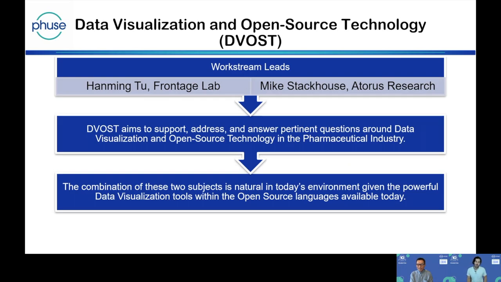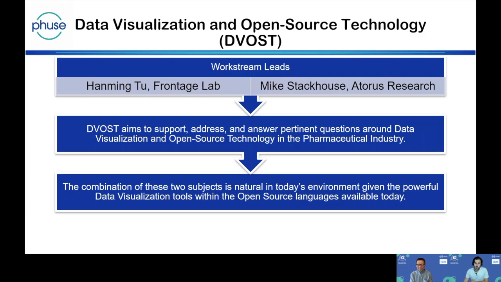In PHUSE, bringing these two things together, we saw that as a natural combination because of the powerful open source tools that we have available in the open source world. Tools like RShiny, and languages like Julia and R, and their use within the pharmaceutical landscape and clinical research, with the interest that we have growing.